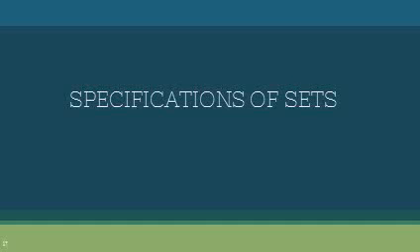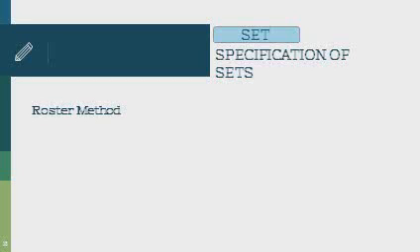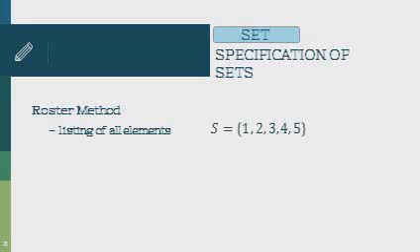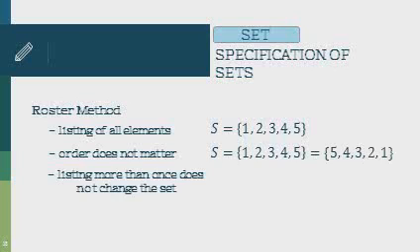Okay, specifications of sets. We have the roster method and the set builder notation. When we say roster method, that is the listing of all elements. That is the listing method. Here are the examples.